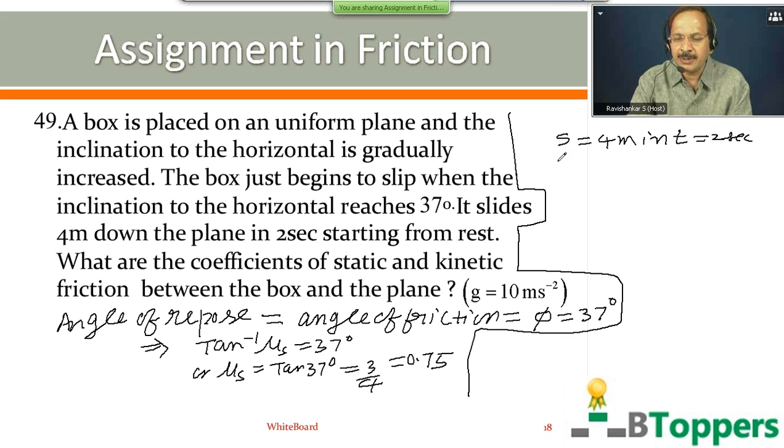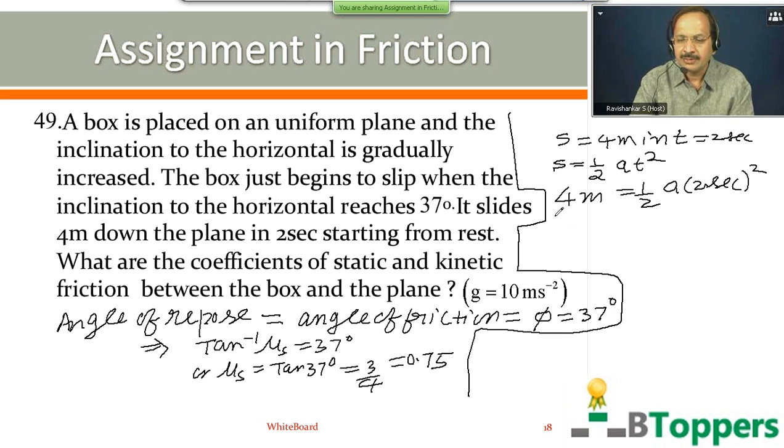So if a body starts from rest and moves with constant acceleration, the magnitude of the displacement covered in time t is given by s equal to half a t square. Here s equal to 4 meters and time t equal to 2 seconds. You can simplify this yourself. You get magnitude of acceleration 2 meters per second square.